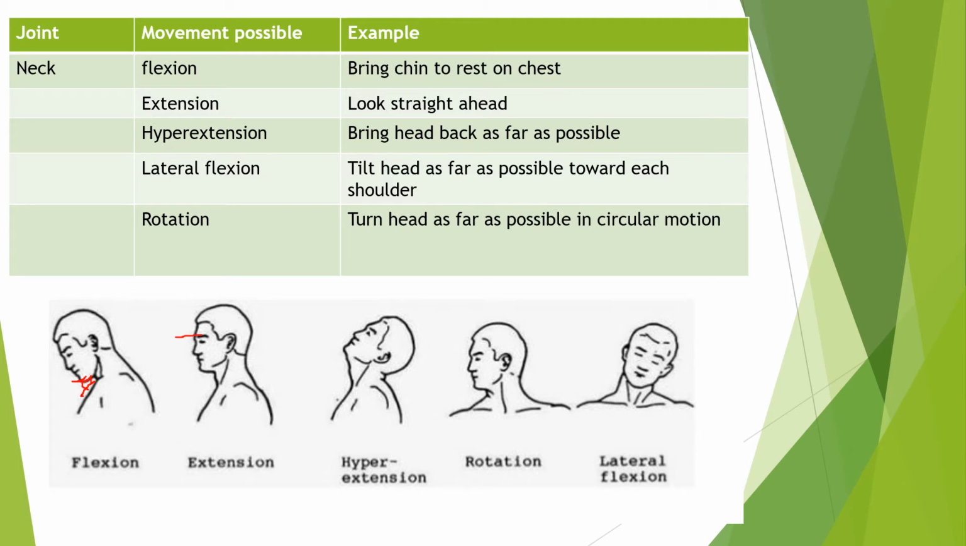In that condition the patient can look straight, the neck is straight, which is known as extension. In a hyperextension, the patient's neck goes as far as possible. This is a hyperextension. And lateral flexion, in which the neck goes to the lateral side, and you see the angle is decreased. This is the lateral flexion.